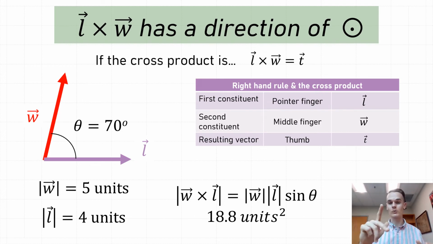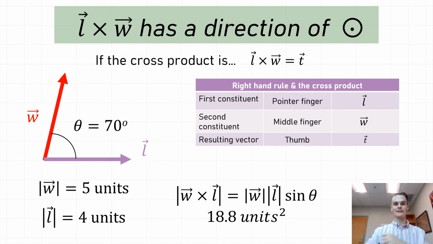Using the right-hand rule for cross products, the first constituent in the cross product goes on our pointer finger, the second constituent of our cross product goes on our middle finger, and then the thumb represents the direction of the vector outputted by the cross product. Remember, your thumb has to be perpendicular to your pointer and your middle finger, but your pointer and middle finger do not have to be perpendicular.